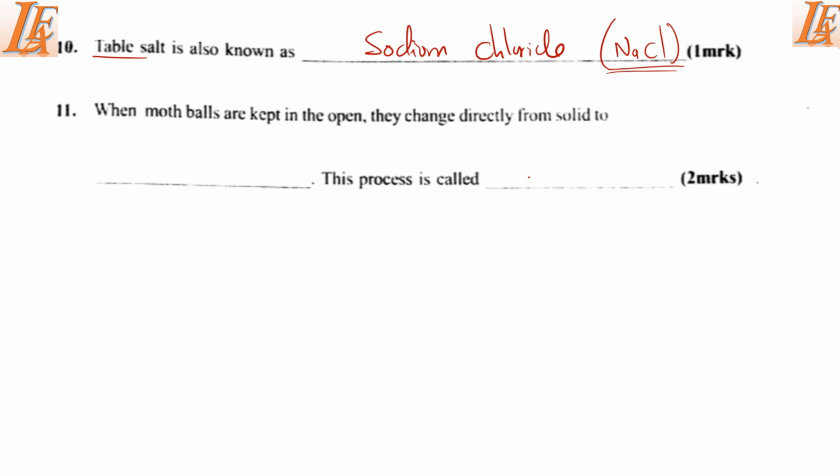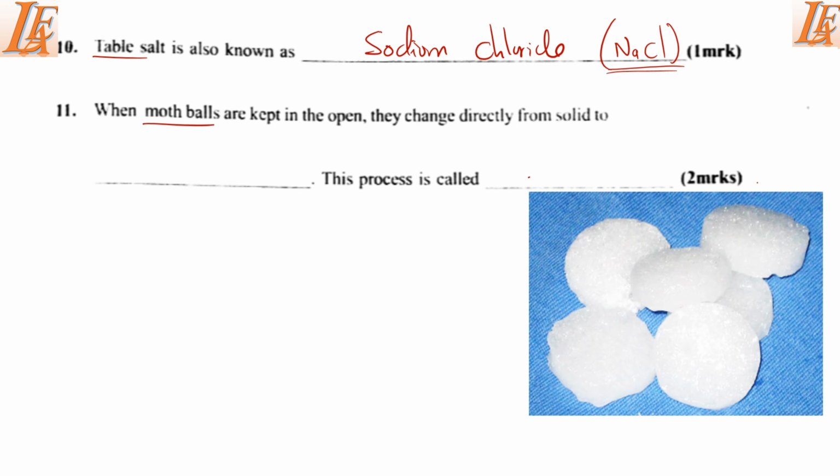Then question 11, when mothballs, do you know what are mothballs? We have them here on the screen. These are mothballs. When mothballs are kept in the open, they change directly from solid to dash in the process called dash. So in this case, when you have these mothballs and you keep them in the open, they change from solid to gas directly. And this process is known as sublimation. Now, we can demonstrate this one by a very simple equation here. We have a solid. We have a solid here.